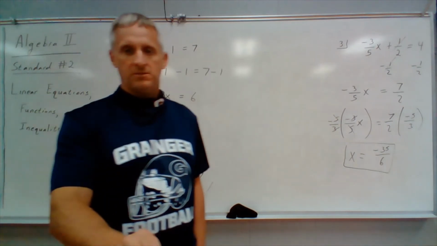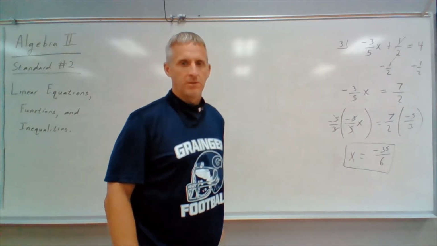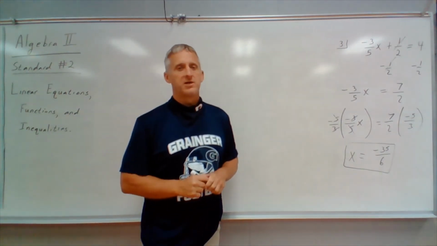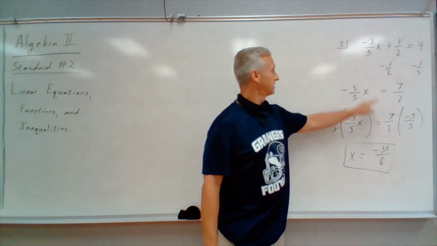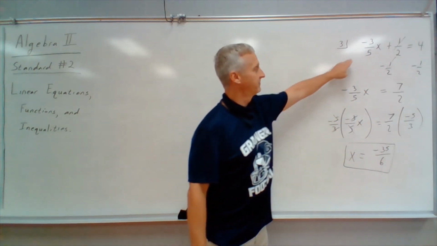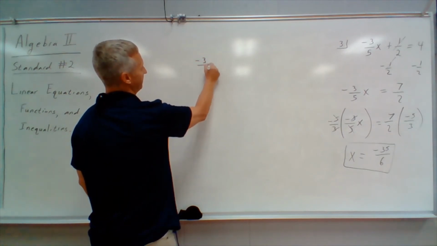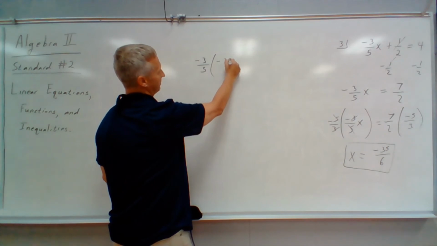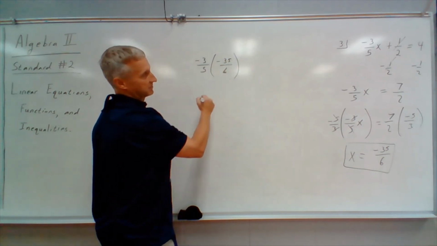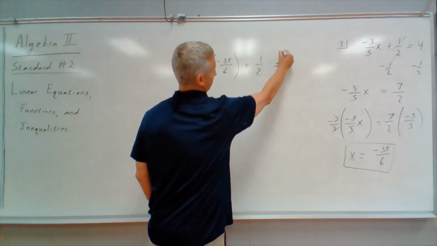Good. All right, we should always check our answer and make sure it's correct. So I'm going to plug negative 35 over 6 back into x and see if this is a true statement. If I do that, I'll have negative 3/5 times negative 35 over 6 plus 1/2. And we're going to see if that's equal to 4.